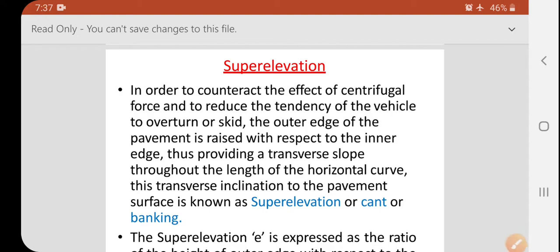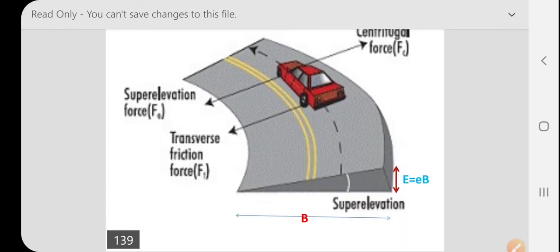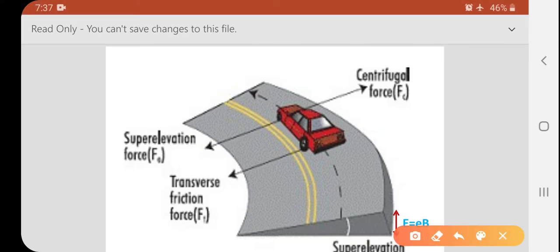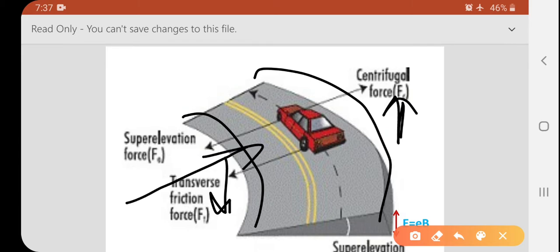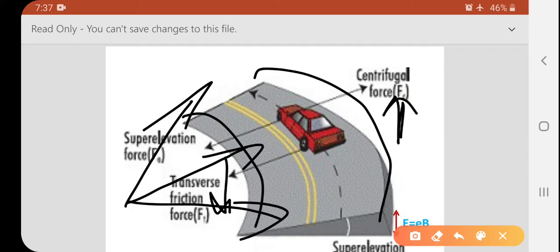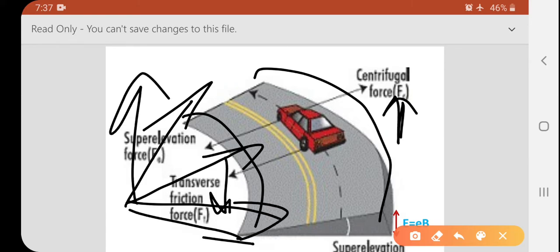What do you mean by superelevation? We have already learnt in school that whenever a road is in a curved section, the inner edge of the road will be at a lower level compared to the outer edge. Why do we need to provide superelevation in curved roads? Because in horizontal curves, superelevation is essential to avoid skidding, because in horizontal curves there will be application of centrifugal force.